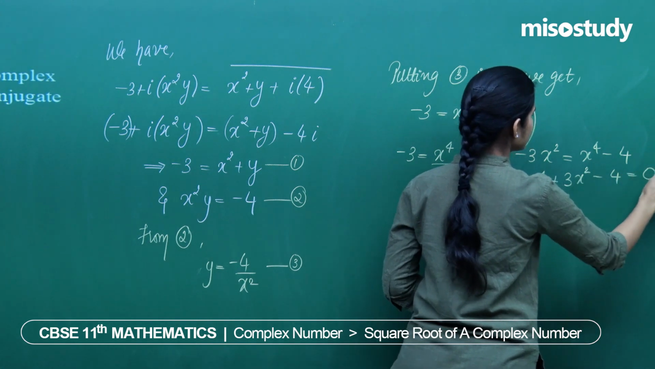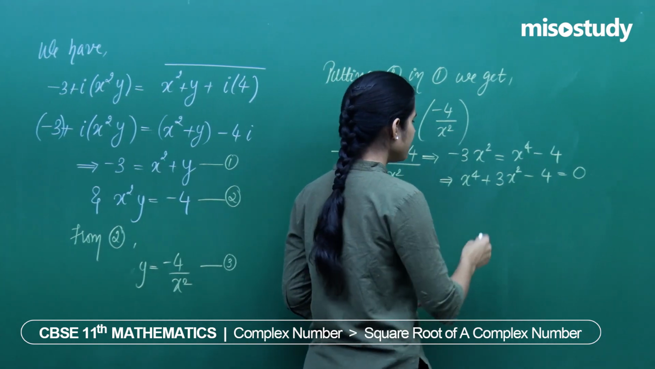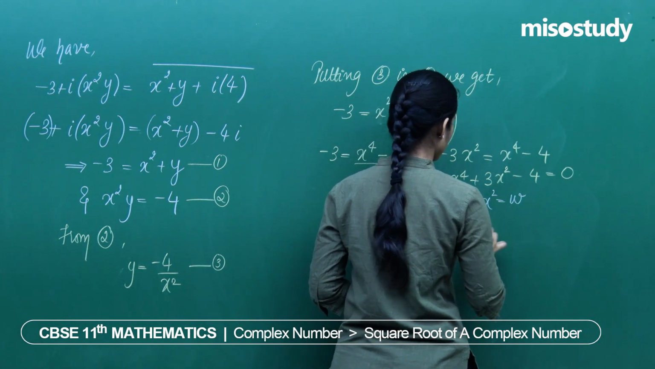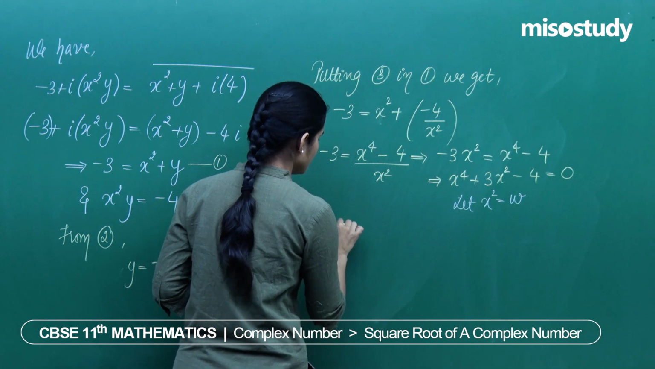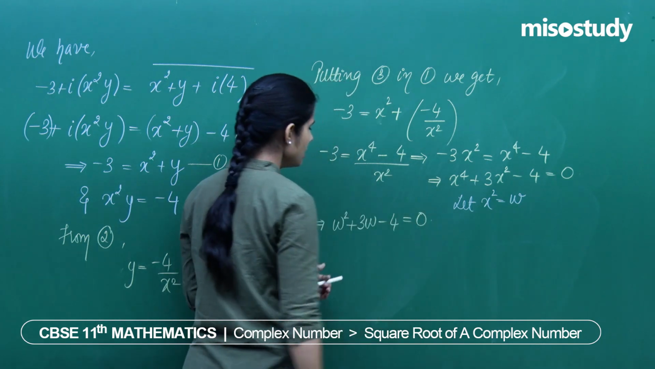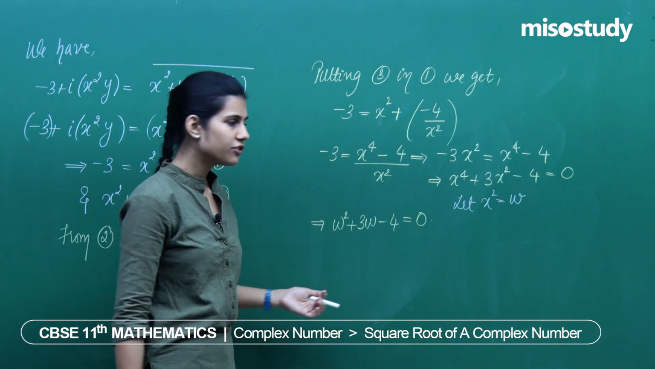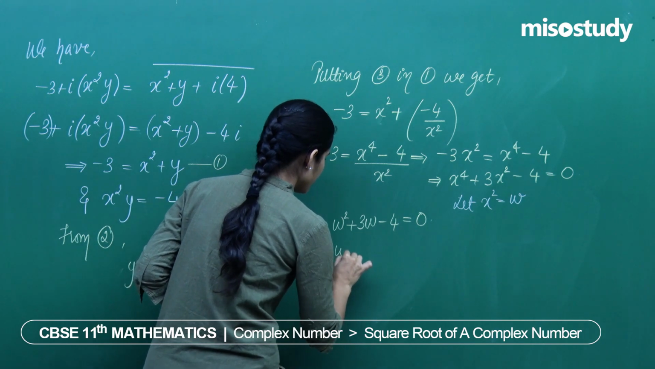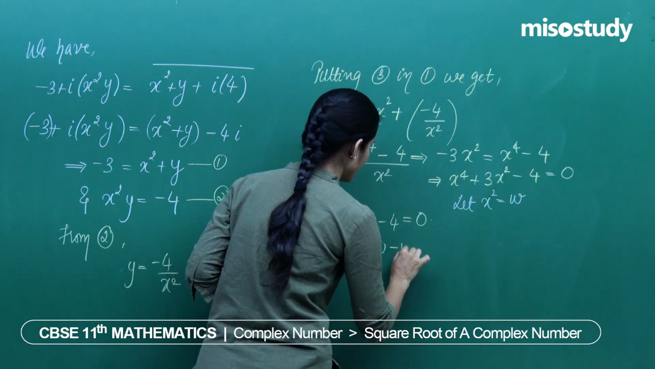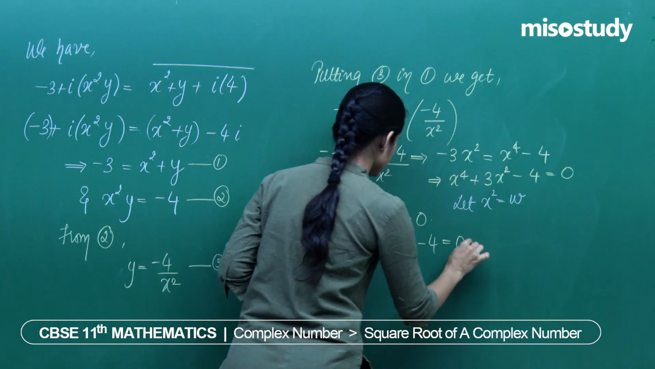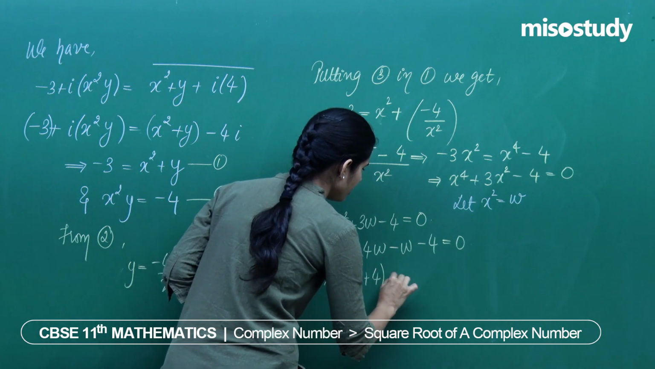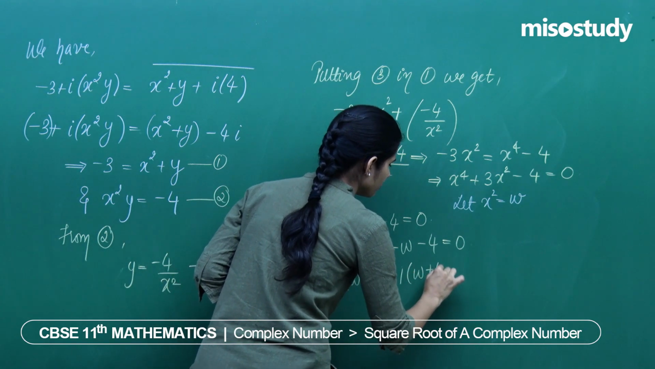minus 4 equals 0. If you for the time being write x square as w, you actually get w square plus 3w minus 4 equals 0. Now it is in the form of quadratic equation, you know how to solve it. Try to break the middle term. You have plus 4w minus w minus 4 equals 0. This gives you w plus 4 times w minus 1, which is 0.